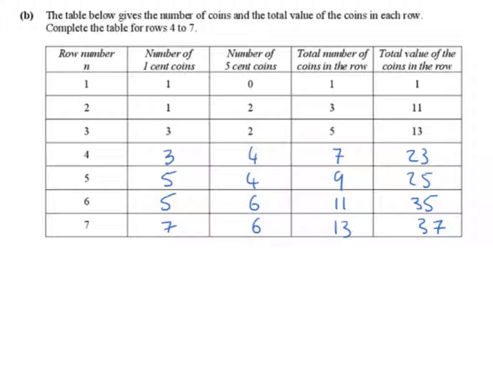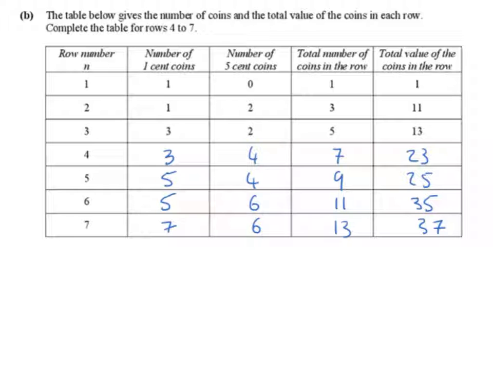In row 2, we had one 1-cent coin again, and then we had two 5-cent coins. So a 5-cent coin added onto either side of that 1-cent coin in the center. 1 plus 2 makes 3 coins in total. And if we add up the amounts, we have one 1-cent coin, two 5-cent coins, which represents 10 cents, and 1 cent plus 10 cents is 11 cents.